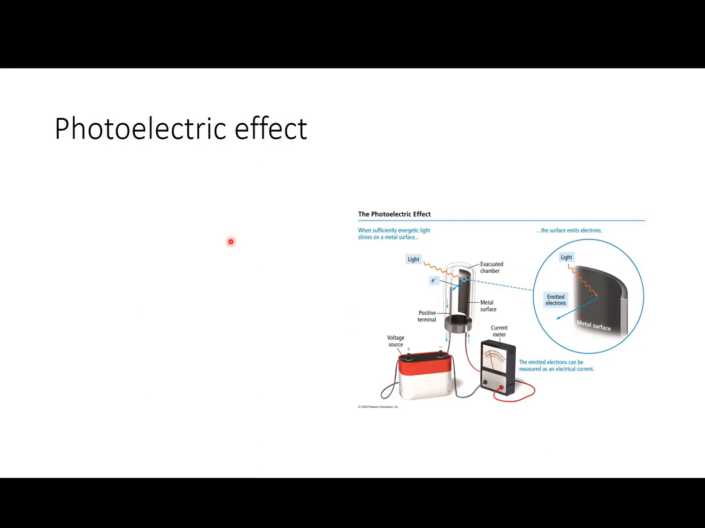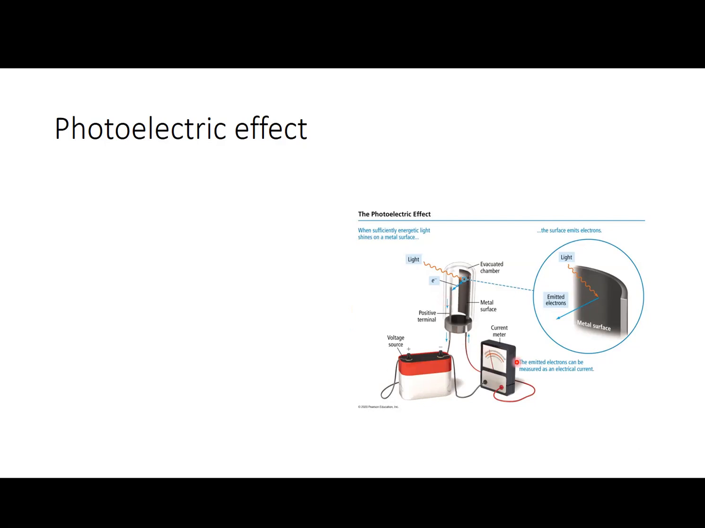That's okay. All right, so photoelectric effect. Your book goes into the photoelectric effect. I'm going to go into it just a little bit. If I have some chamber here that is evacuated and I shine light on it, it'll eject an electron. And then that electron will show up on a current meter.